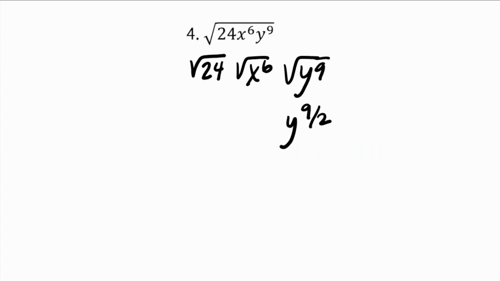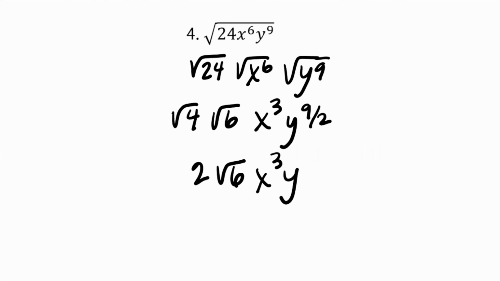So square root of x to the 6. The square root is the half power, so it just divides the power by 2, so it'll be x to the 3. And then square root of 24. What is a number that divides 24 that's a perfect square? I'm seeing 4, so I'm going to do square root of 4 times square root of 6. And square root of 4 is something that we know, so I've got 2 root 6 x to the 3 y to the 9 halves.